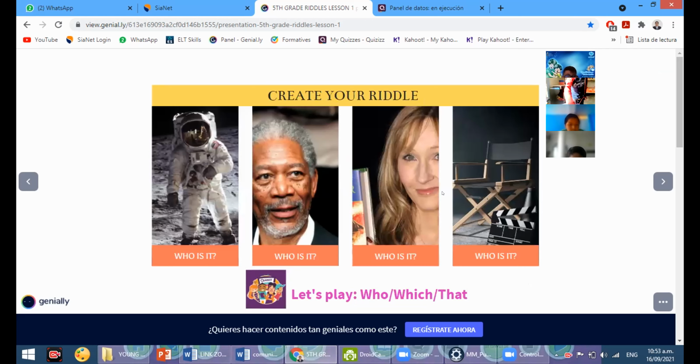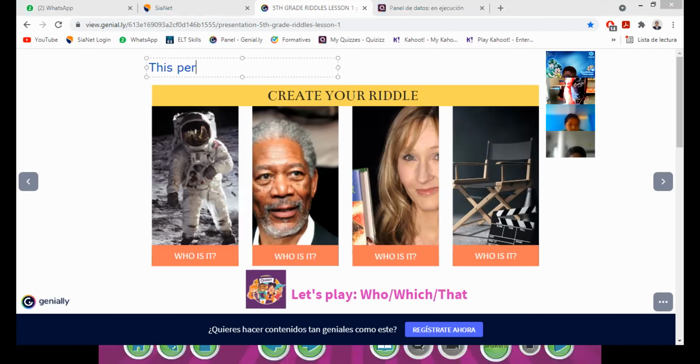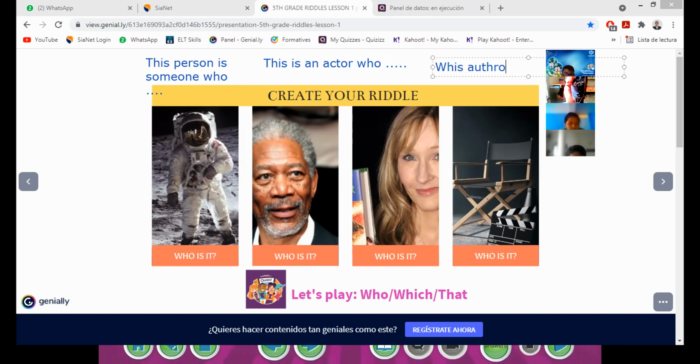For example, you can say these expressions. Tell me, Jacob. Jacob, do you have a question? Yes, teacher. Teacher, can I write about the first actor? Yes, my friends, you have many options. You can say like this: This person is someone who. You can start with this expression. Also, you can say, this is an actor who. This is another option. There is another: this author is the person who wrote. Sorry for that, it's a little mistake here. This person, not this, the letter T.